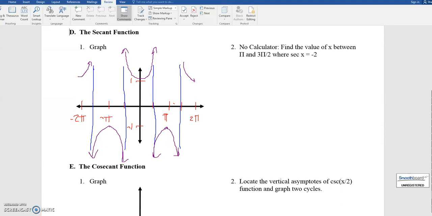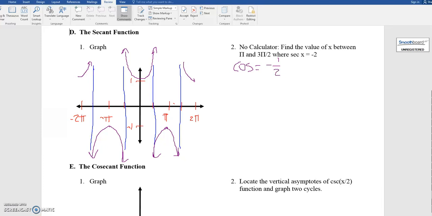I think we often use cosine as our way to solve these kinds of questions. So consider the question to the right of your notes here. And this is no calculator. It says find the value of x between pi and 3 pi over 2 where secant has to equal -2. So first, if secant has to equal -2, that means cosine has to equal its reciprocal, which is -1/2.